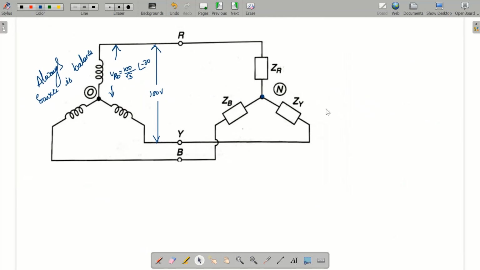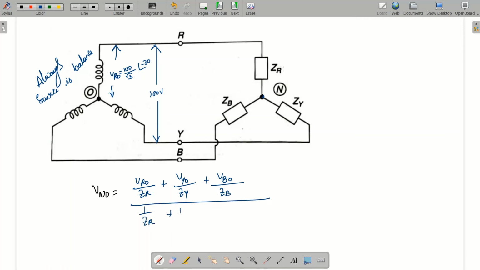Okay. So, what is Millman's theorem saying? Millman's theorem gives a formula. The voltage VNO, across the neutral of the load and the neutral of the source, can be written as VRO divided by ZR plus VYO divided by ZY plus VBO divided by ZB, divided by 1 by ZR plus 1 by ZY plus 1 by ZB.